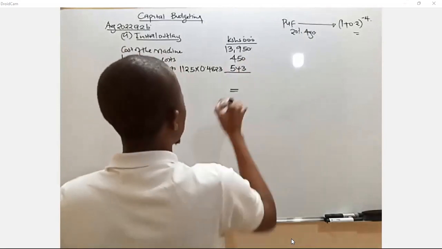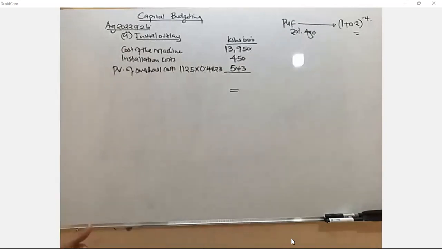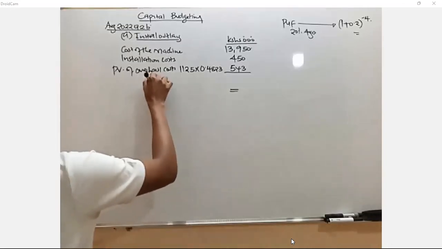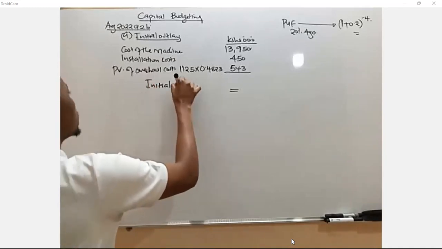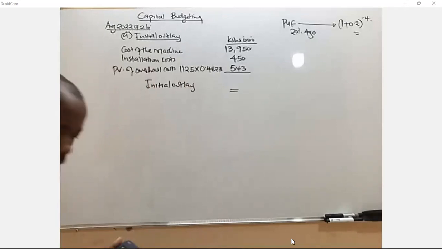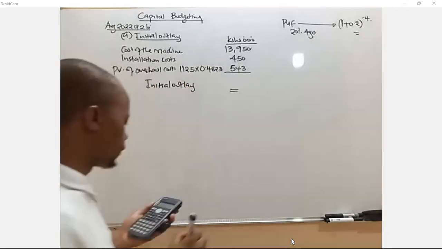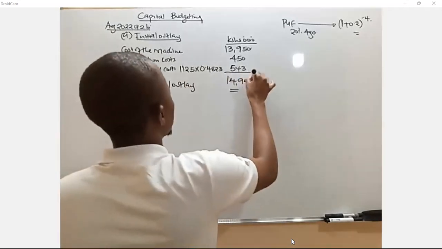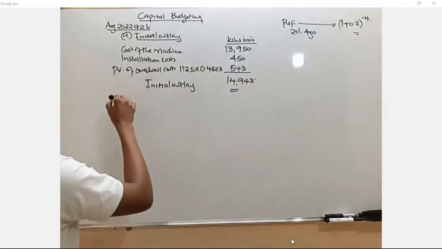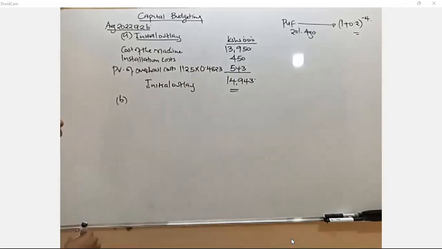There is no other cost which is going to affect our initial outlay as per the information provided by the examiner. So from that, let us get the initial outlay. You just need to take the summation. What is the cost? 13,950 plus 450 plus 543. We are getting 14,943.